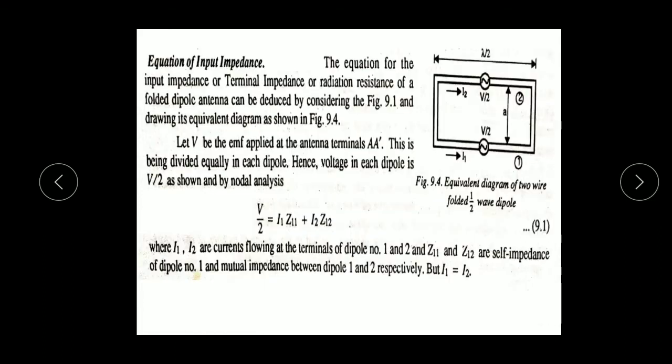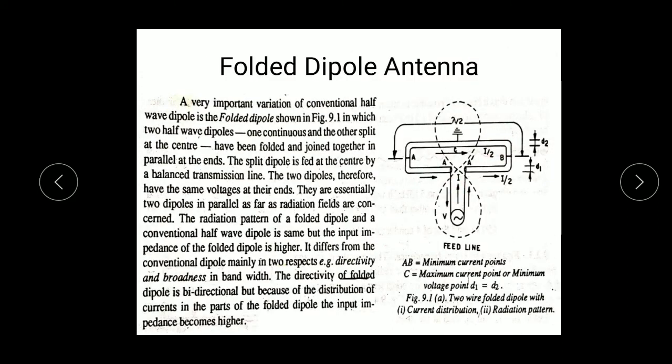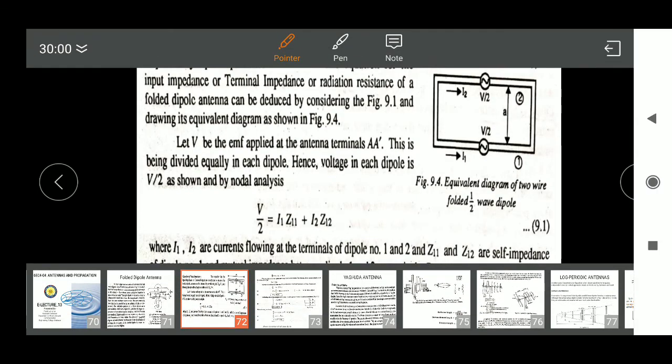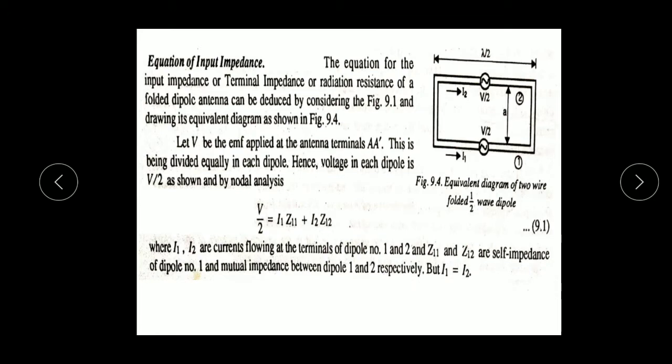Now let us discuss how to calculate the input impedance of the antenna. This is the equivalent diagram of the two wire folded lambda by 2 dipole antenna. The equation for the input impedance, terminal impedance or radiation resistance of the folded dipole antenna can be derived by considering figure 9.1 and drawing its equivalent diagram as shown in 9.4.